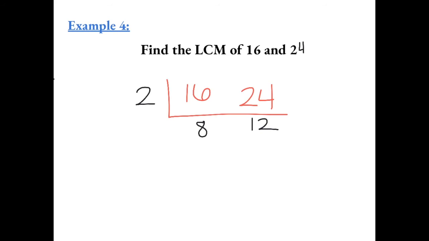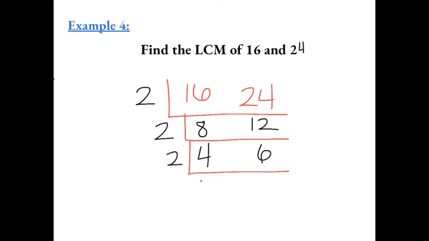We have to continue until we have all prime numbers. 8 and 12 can be broken up by 2. 2 goes into 8 4 times, 2 goes into 12 6 times. We have to go again. 4 and 6 can both be divided by 2. 2 goes into 4 2 times, 2 goes into 6 3 times.